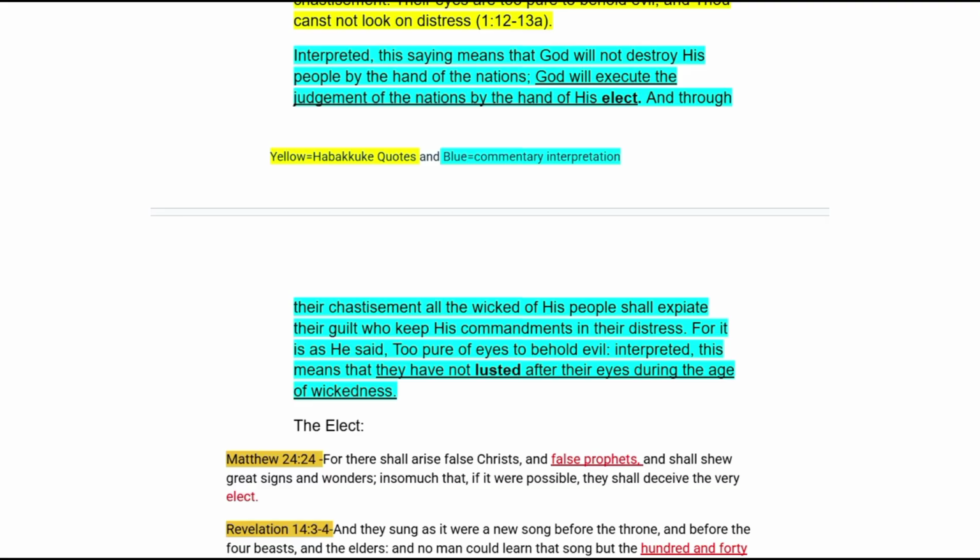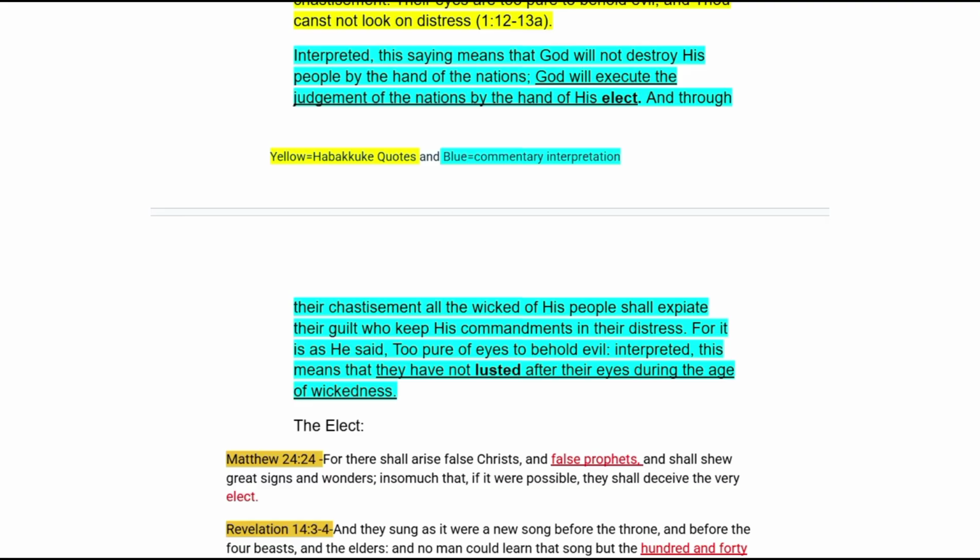I mean, and that this elect would not lust. And not only that, but like I said, there seems to be an addition here which says God will execute the judgment of the nations by the hand of his elect. When I first saw that, it seemed like it just came out of nowhere.